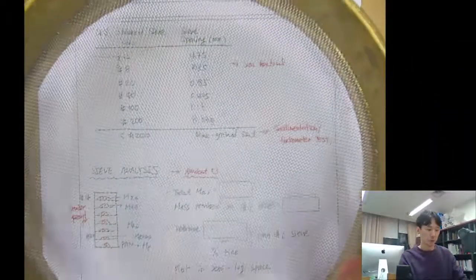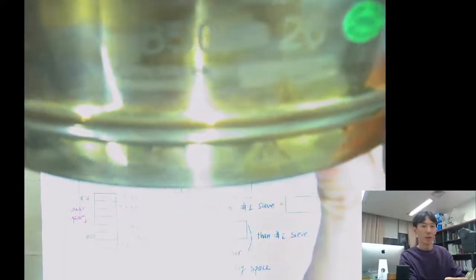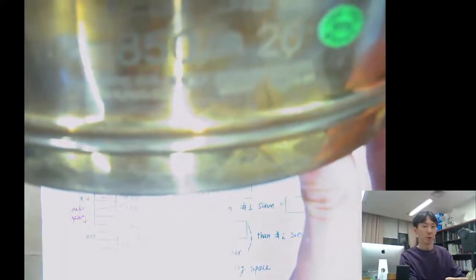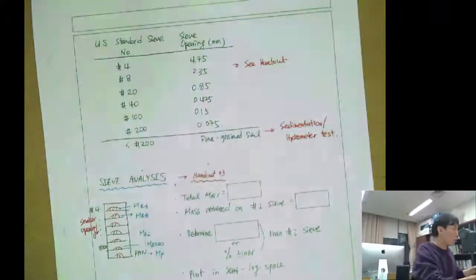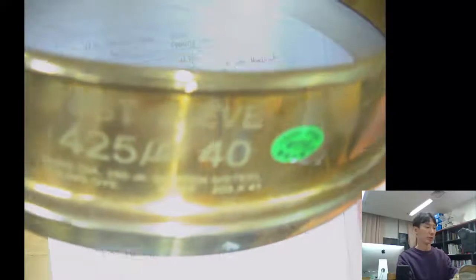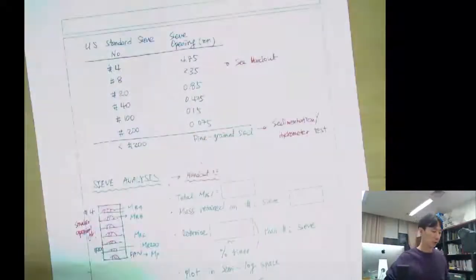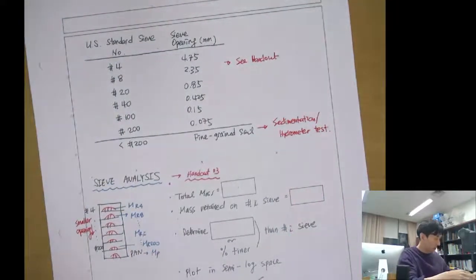Maybe I can show you here, right? I don't know if you can see the opening size here. It says 850 micrometer, so 0.85 millimeter. And I have this one on the top, and this one is a little bit smaller, right? 425 micrometer, sieve number 40, right? So sieve number 40 is here. I think that this one is sieve number 20.